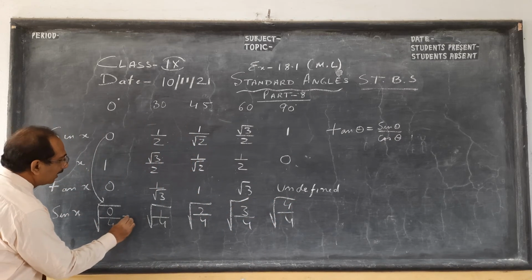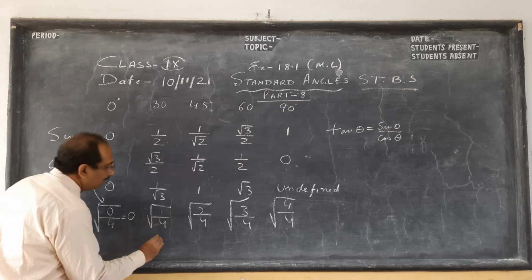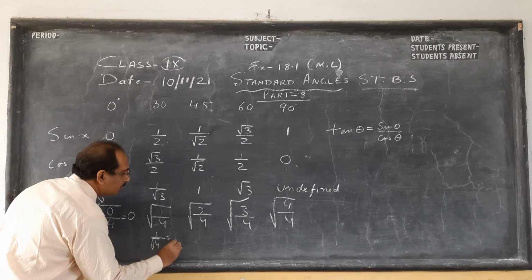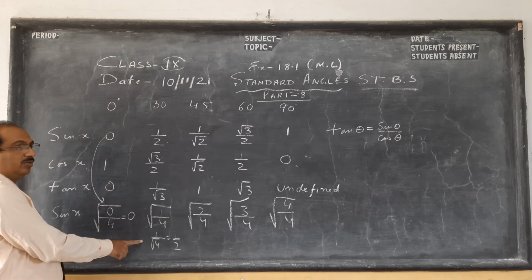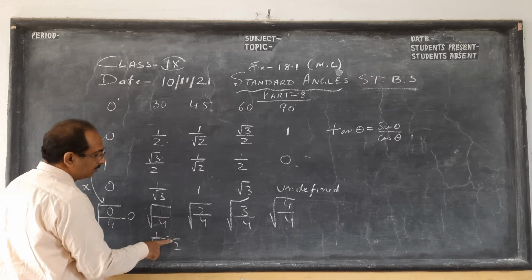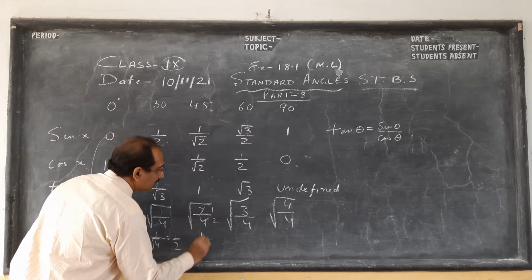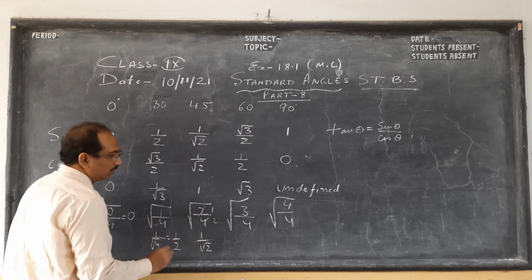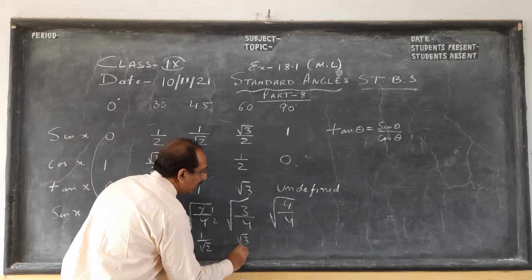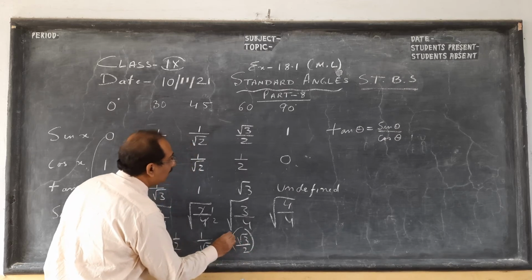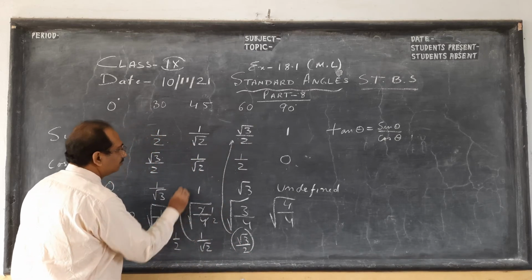0 by anything is 0. Here root over 1 is 1, root over 4 is 2. Just take the positive value, you cannot take minus half, take the positive square root. This is half, children, so 1 over 2 remains, and this is root 2 over 2, which is 1 by root 2. This is root 3 over 2, and root of 4 over 4 is 1. So see, we are getting the same values for sine.